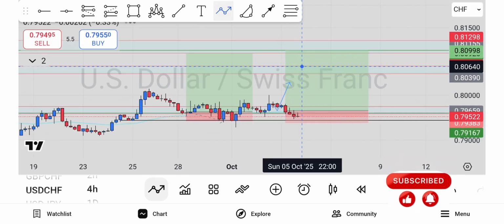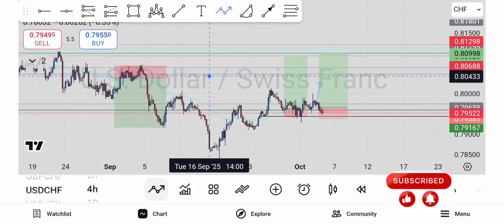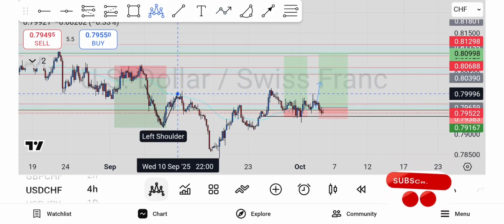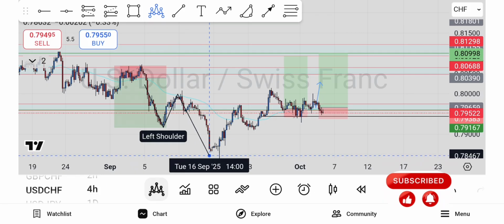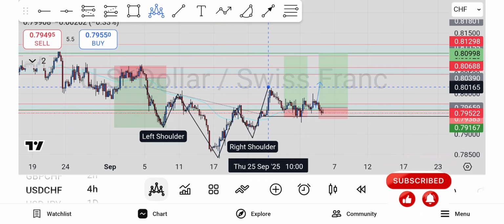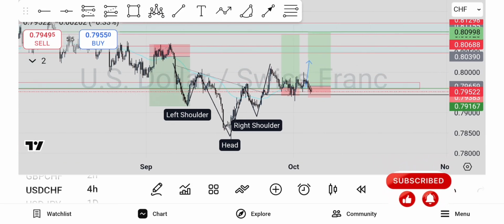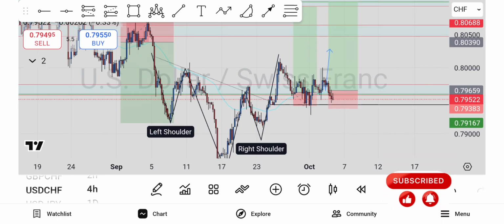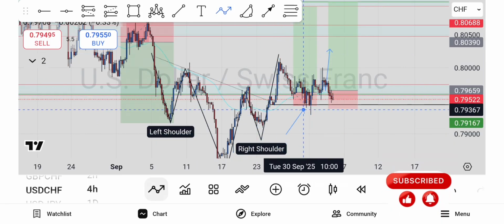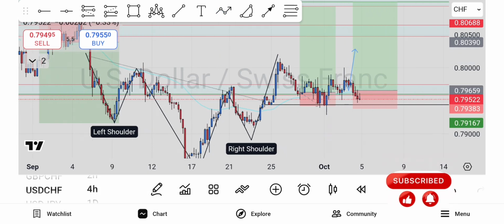On the 4 hours, we have a nice head and shoulder pattern here, a nice head and shoulder pattern here: left shoulder, the head, and then the right shoulder. So we had the break of the neckline, and then we have the retest of the neckline. So we are expecting price to move up to the upside.